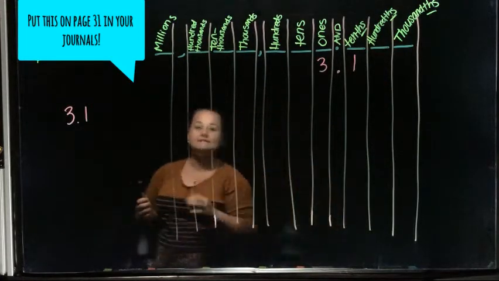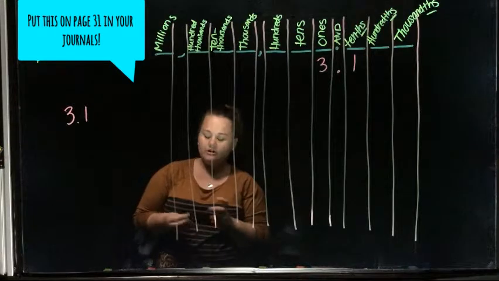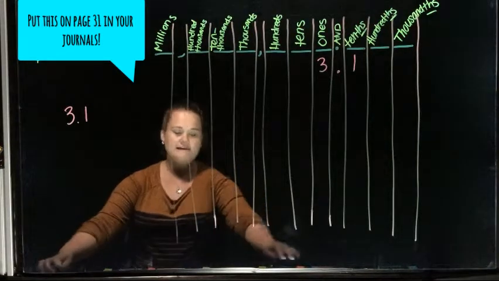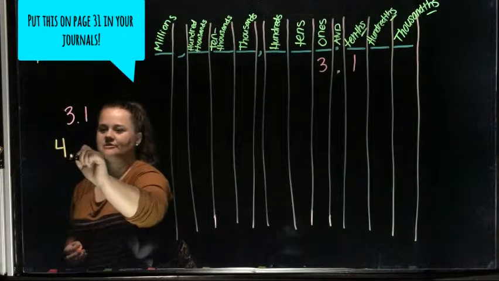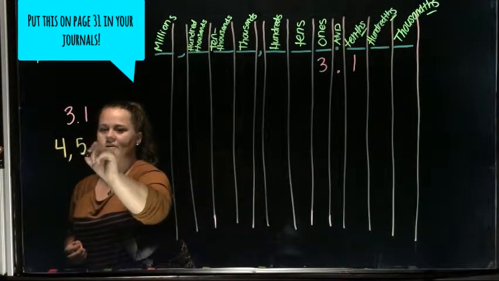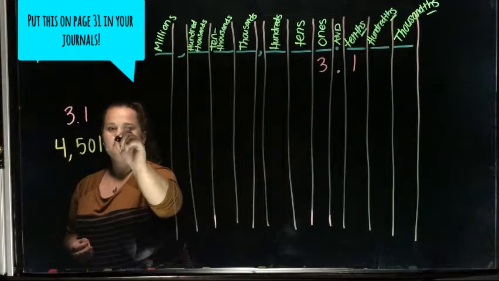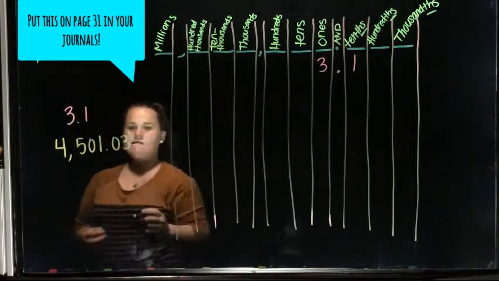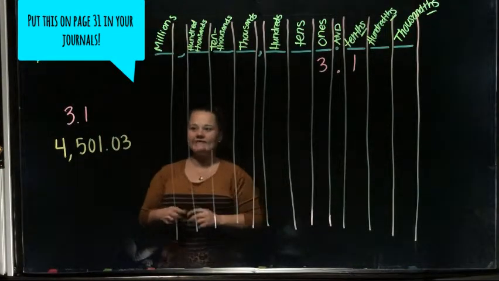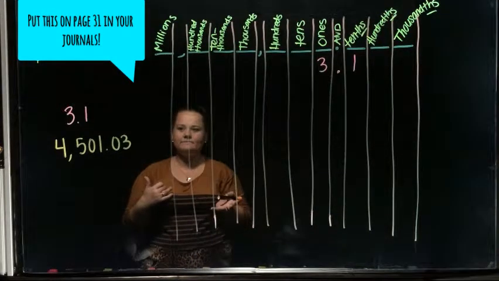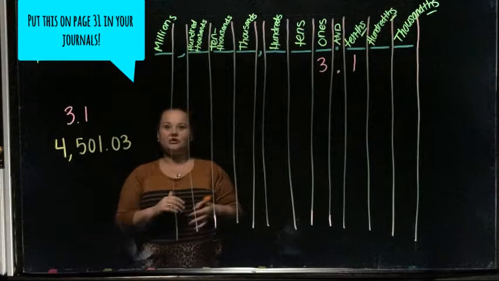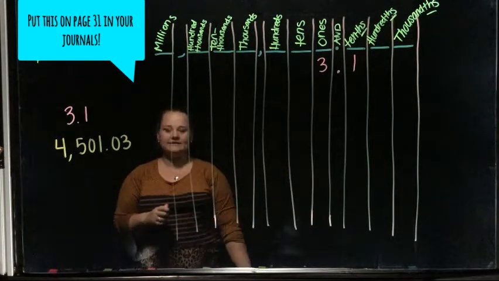We're going to play around with some different numbers. So, let's try this number. Let's see if anybody can figure out this one. That looks kind of tricky. I have a lot of numbers. I see a comma. I see a decimal. Let's go put it in our chart so that it can tell us exactly what to say.